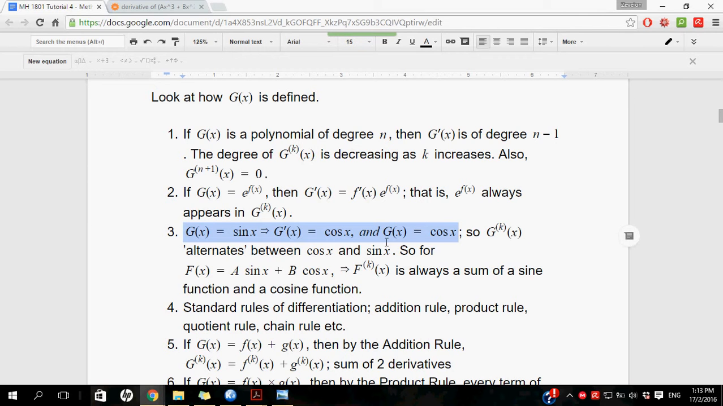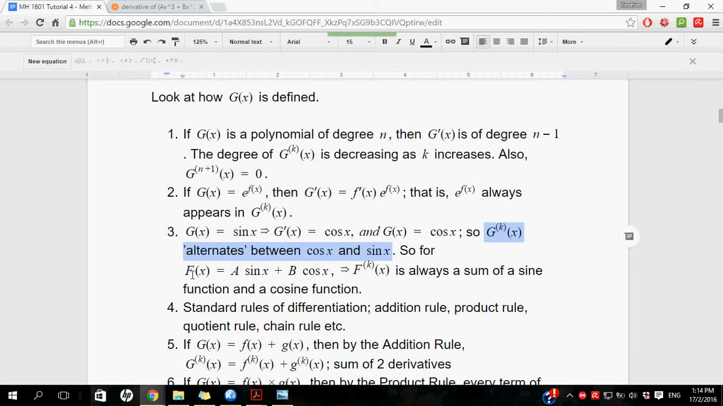Similarly, for g of x equals cosine of x, we would switch from cosine x to minus sine x, and then in the next derivative, we will get minus cosine x. That is what we mean, that the derivatives will alternate between cosine x and sine x.